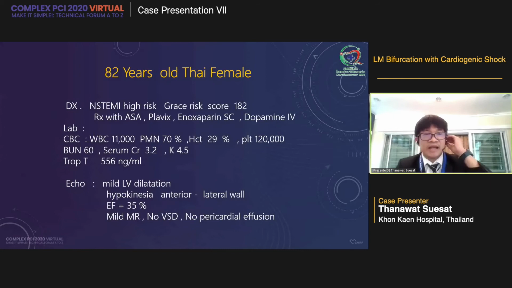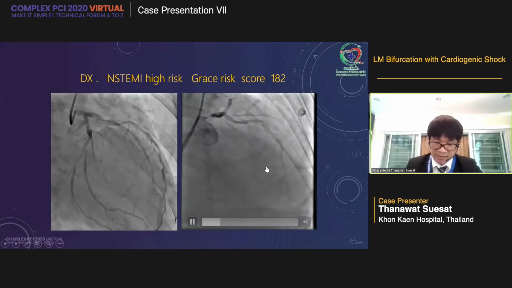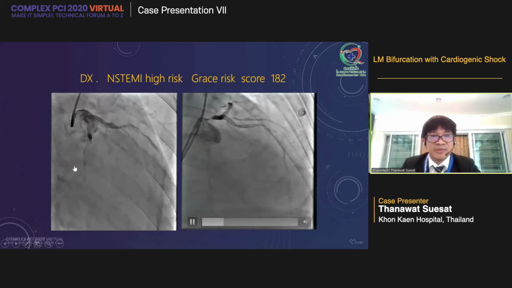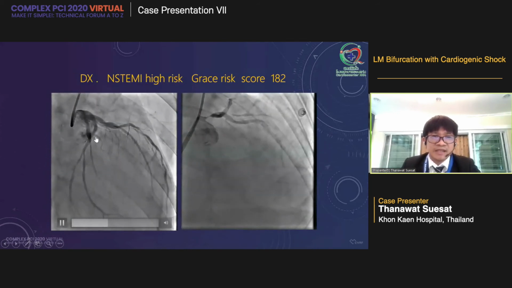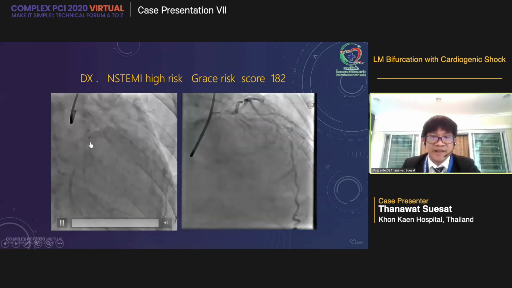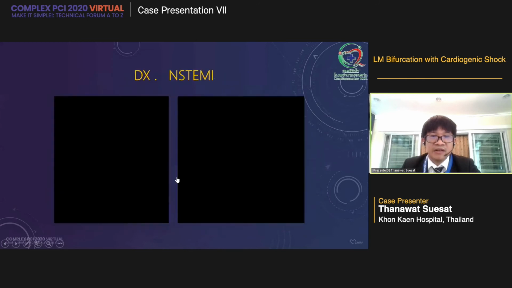We concluded that she had a non-ST elevation MI with hypotension and a high GRACE score. Troponin T was significantly rising. Echo showed LV dilatation, LV ejection fraction around 55%, and MR. This is the angiogram. The angiogram showed diffuse left main disease with very tight ostial circumflex disease and moderate disease at the LAD, circumflex, and also RCA.